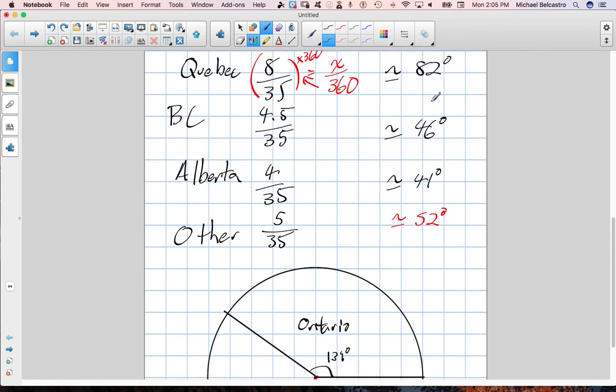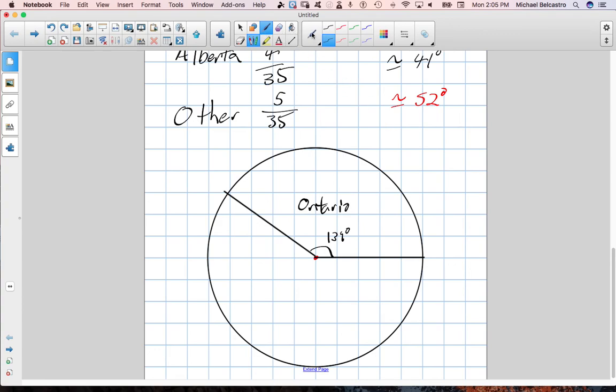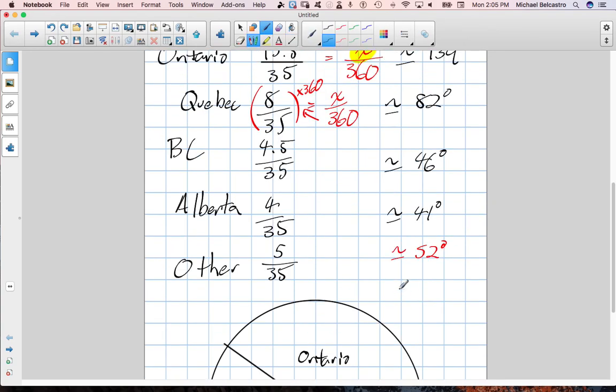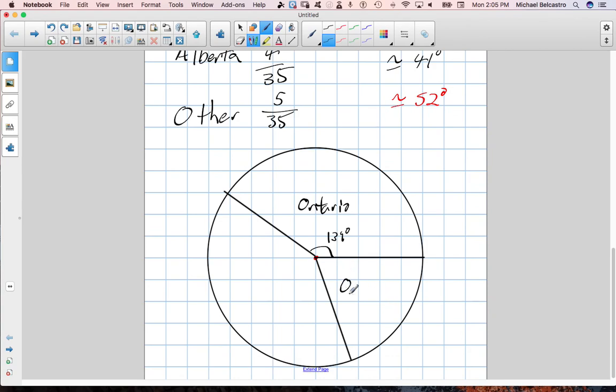82 degrees. That's a little under 90. So, again, I'm going to use some of my estimating skills. I know from this line here, straight down would be 90. 82 is probably just a little less than that, so something about there is probably fine. Again, the best way to do this would be to use a protractor. That is going to be, I think it was Quebec was the second biggest. Yes. Quebec. And that is approximately 82 degrees.